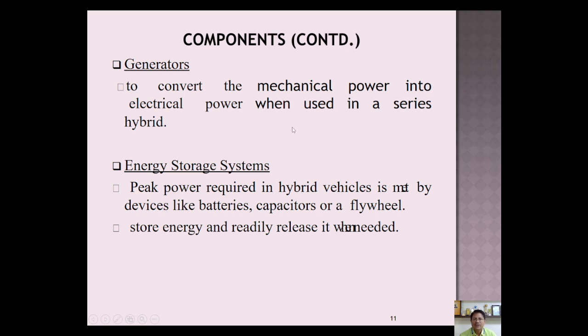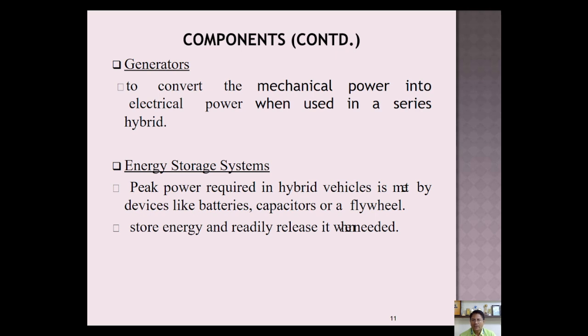Then it is used as a series hybrid, because the mechanical power from the IC engine is fed to the generator. That generator produces electric power that is used to run the motor, and excess energy will be stored in the battery, which will also power the motor to drive the vehicle.